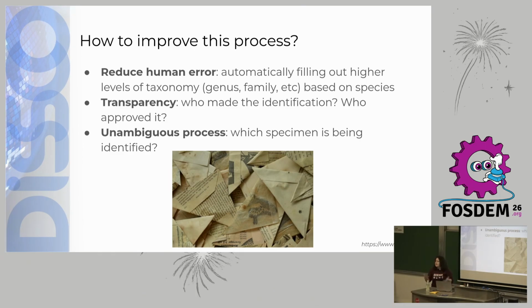So in the future, when this annotation is accepted, we still want to know who made the annotation and who accepted it. Why is the specimen like this now? And we want an unambiguous process. We want to really be sure of what specimen you're actually identifying, so the annotation is attached to the specimen.